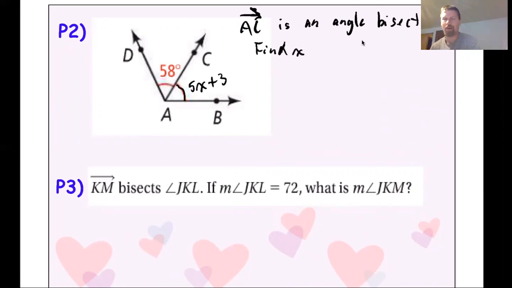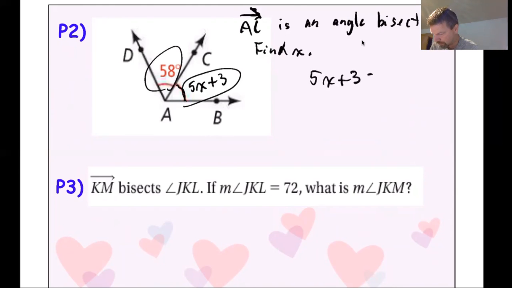All right, now P2, instead of being just a picture, is actually a problem. It says ray AC is an angle bisector, find x. Well, if ray AC was an angle bisector, then I know these two angles are equal to each other. So we can write them. 5x plus 3 equals 58. And then we can just do the math to get that x by itself.